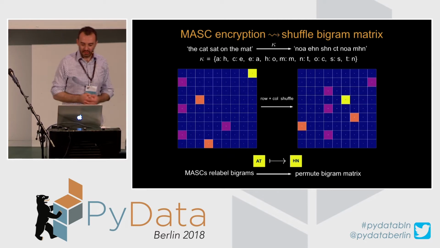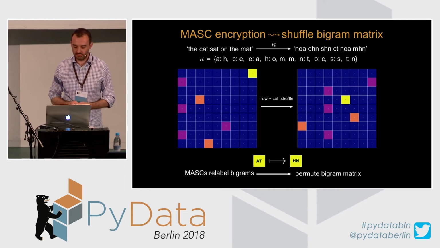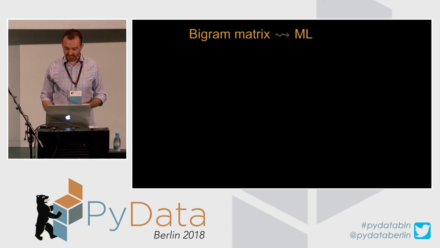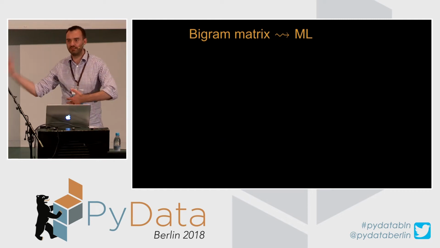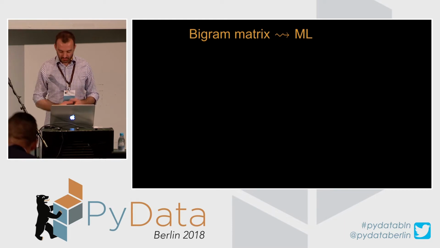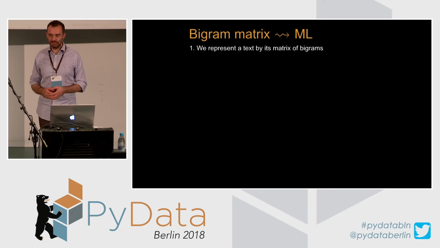Okay, so I've dumped a lot of information about permutations and n-grams onto you now. So I just want to spend a slide summing up as to why we want to use a bigram matrix in our machine learning representation here. So the first thing I said is maybe we could represent a text by its matrix of bigrams.